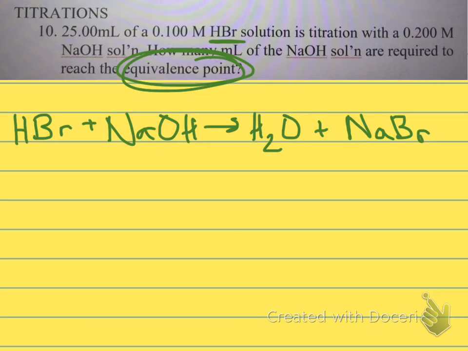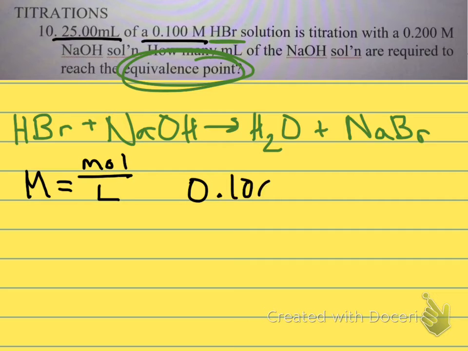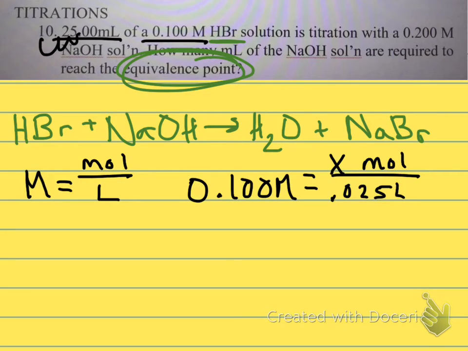So we need to figure out how much hydrobromic acid we have. We are given milliliters and we are given molarity. So from those two pieces of information, we can calculate the moles of hydrobromic acid. So molarity equals moles divided by liters. So we will have 0.100 molar equals our X moles, which is what we're trying to figure out, divided by liters, and 25 milliliters, you divide by 1,000, becomes 0.025 liters.